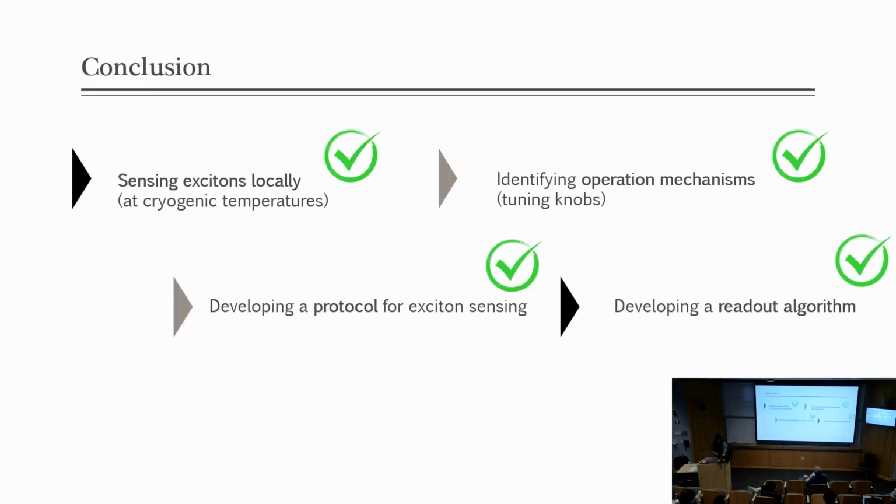Okay, so I will give a very quick conclusion of this part: we used microwave to sense excitons locally at cryogenic temperatures, and we identified operation mechanisms or tuning knobs of the excitonic resonances. That helped us develop a protocol, or a radar algorithm, of the local electrical quantities, not only conductivity and permittivity, but also electric field.